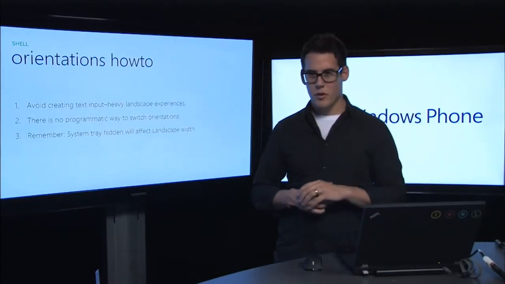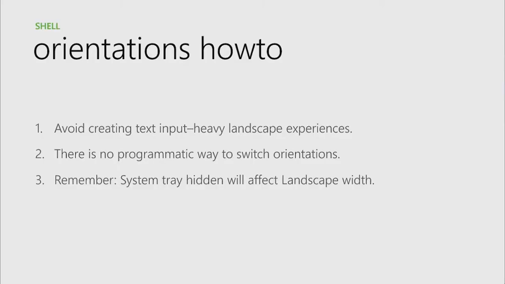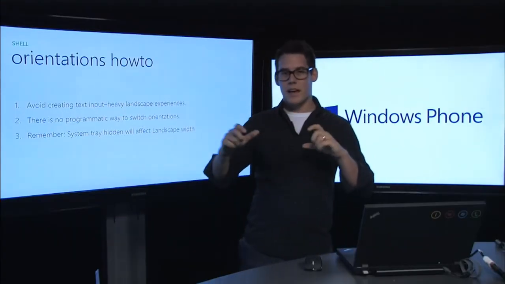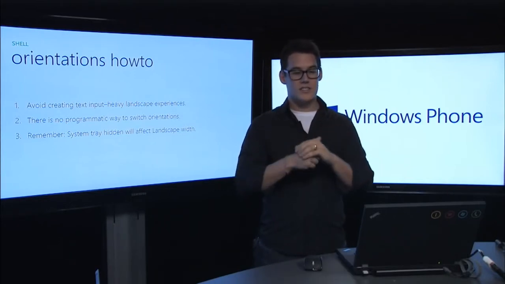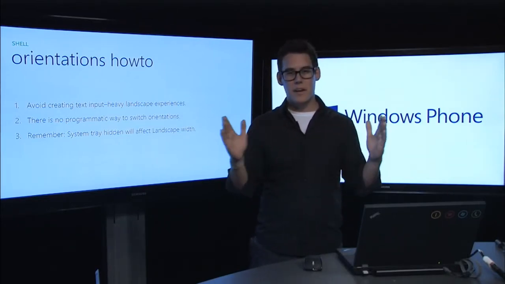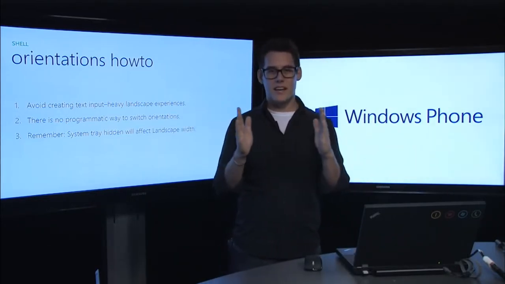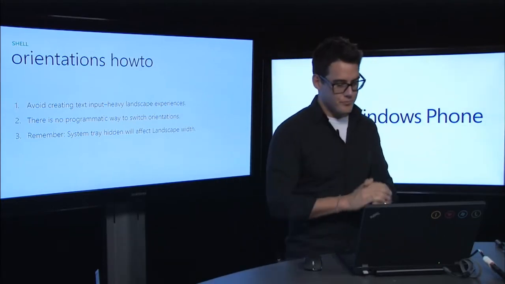So here's a couple of orientation how-tos. Avoid creating text input heavy landscape experiences. Text is really hard to read for a user if it's long in between wrapping. And when you go into portrait on a phone, you definitely have a longer view. And so when you're designing that application, make sure that you limit the length of that text when it wraps when you're in portrait mode.